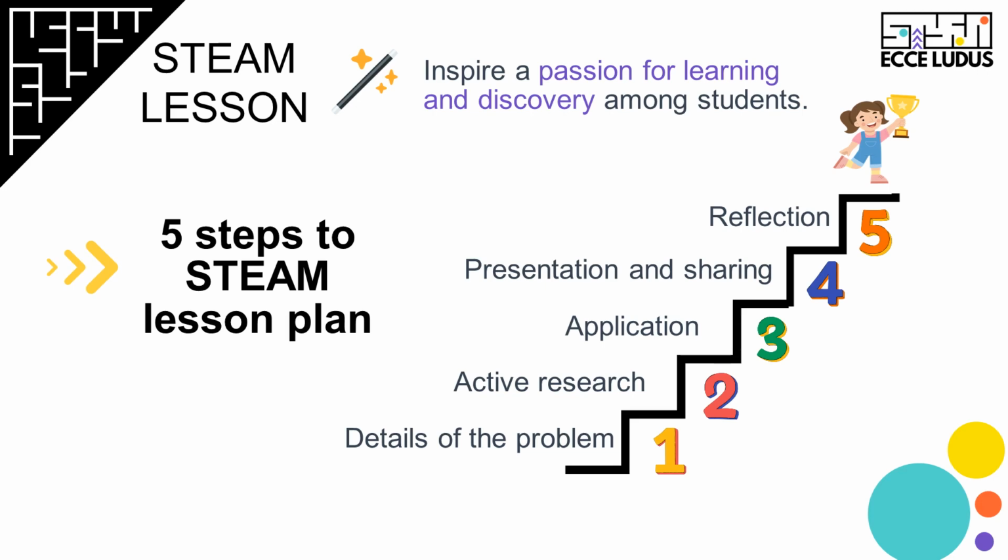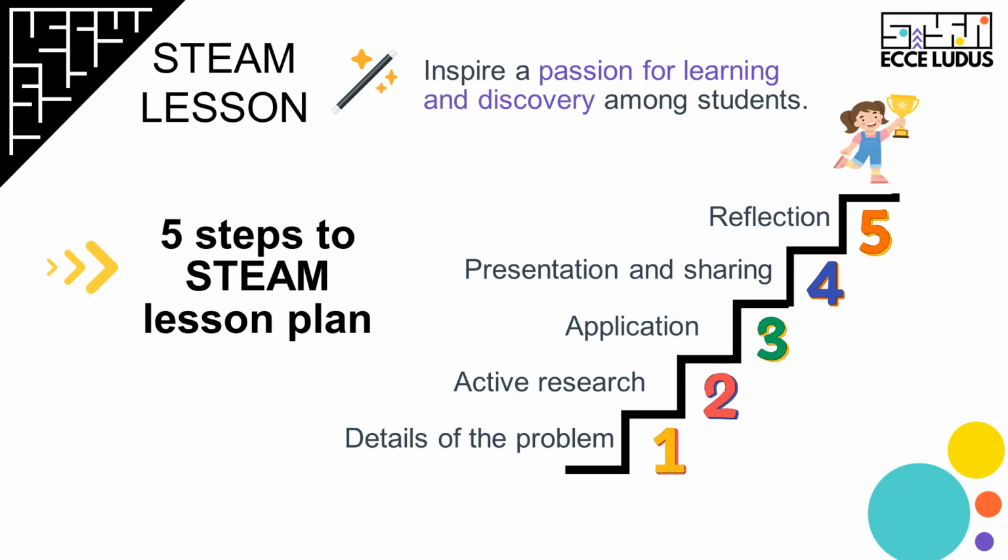First step is details of the problem. Determine the problem students need to approach, maybe find something similar to help them with a solution. Second is active research. Students need to research how to approach the problem and how to solve it. Make a plan for the solution, what should work and what not.